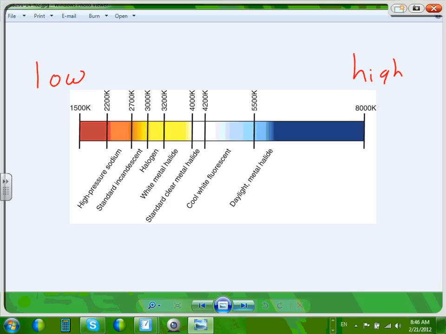The only thing I want you guys to remember, if the Kelvin, if the temperature is low, the light gets what? Reddish. If the temperature is high, the light gets bluish. And we talked about this one here. They added high pressure sodium sits right in here, incandescent light, halogen, metal halide, standard clear metal halide, fluorescent light sits into this area, and daylight metal halide. So they're sitting all these types of fixtures where they sit in this high temperature, low temperature spectrum.